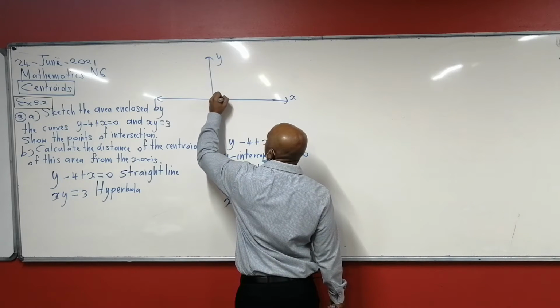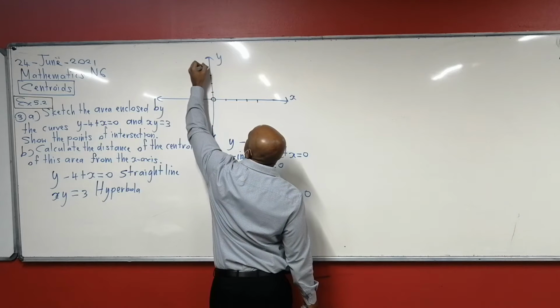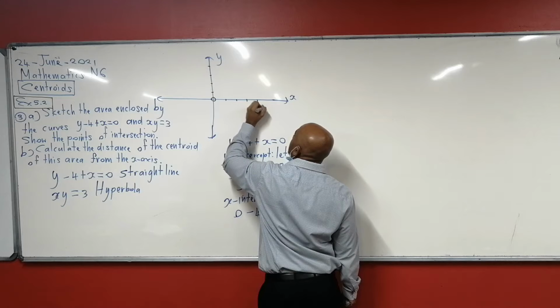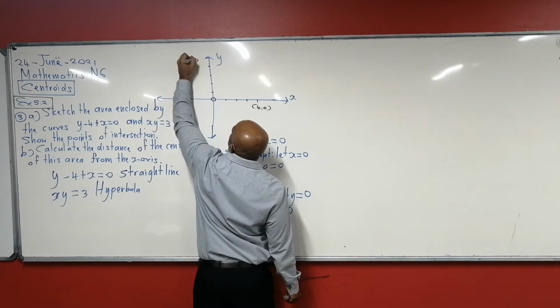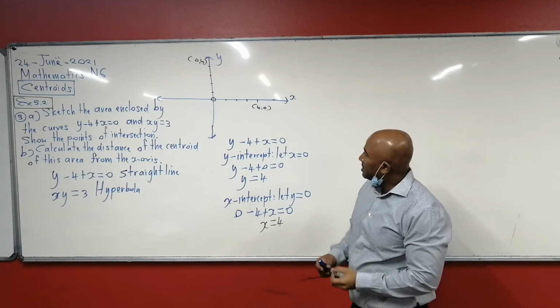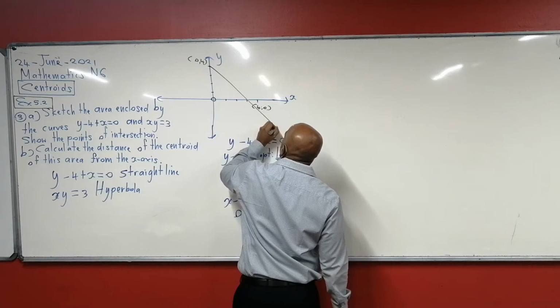So that's 0, 1, 2, 3, 4, and 1, 2, 3, 4. We know this point here is (4, 0), and this point here is (0, 4). That's your x and y intercepts. Take your ruler and draw your straight line.